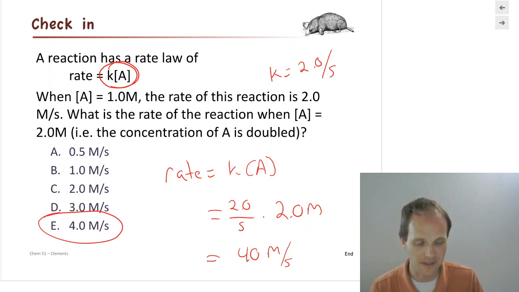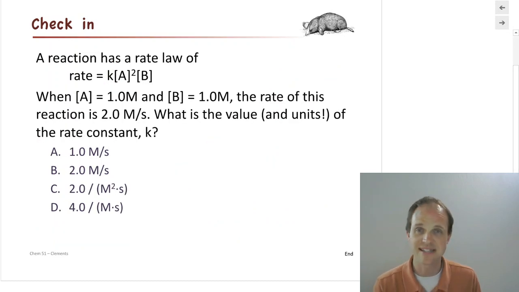That's a generic thing. Well, let's step it up a notch. What if we have a rate law of rate equals K times A squared times B? When A is 1 and B is 1 molar, the rate of the reaction is 2.0 molar per second. What is the value and units of the rate constant K? Your turn. Okay, what'd you come up with?